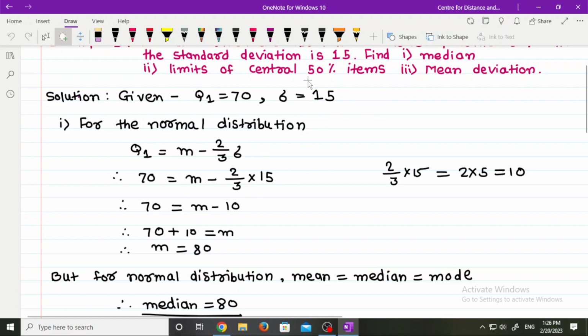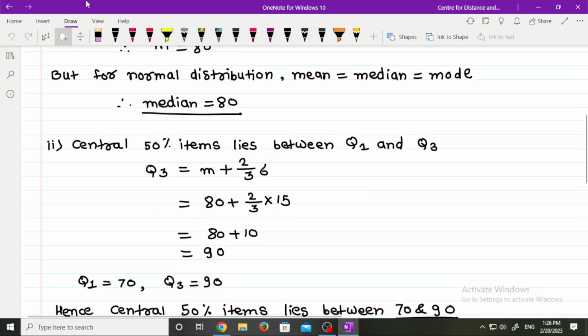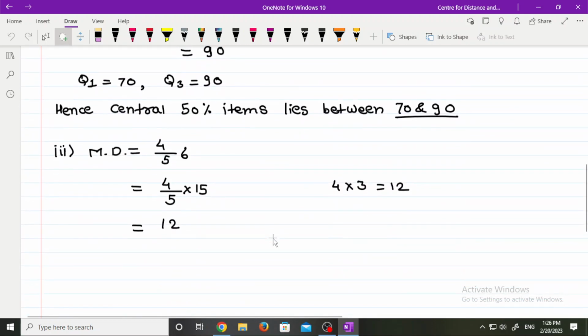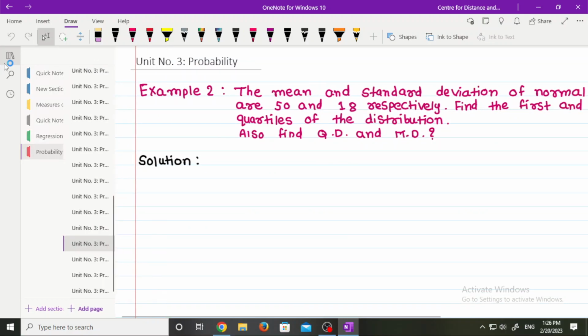Then limits of central 50% items, that is Q1 and Q3. Here we know the value of Q1, 70, and from this formula we find out the value of Q3, that is 90. And last one, m dot d, that is mean deviation, which is given by the formula 4 by 5 sigma, and when we calculate this we get mean deviation md is equal to 12. Then next example, example number 2.